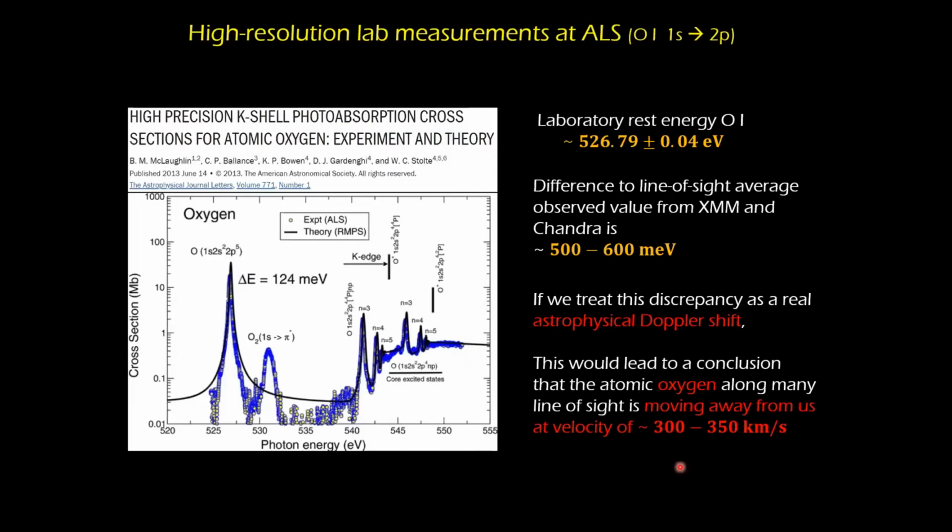But then the controversy started when a high-resolution lab experiment was done at the Advanced Light Source in Berkeley. They measured the atomic oxygen energy, which was around 526.8 electron volts. If you compare this laboratory rest energy with the line-of-sight averaged energy from Chandra and XMM, the difference was 500 to 600 milli-electron volts. If this difference is due to the Doppler shift, it would lead to a somewhat dubious conclusion that oxygen is moving away from us at a speed of 300 kilometers per second.